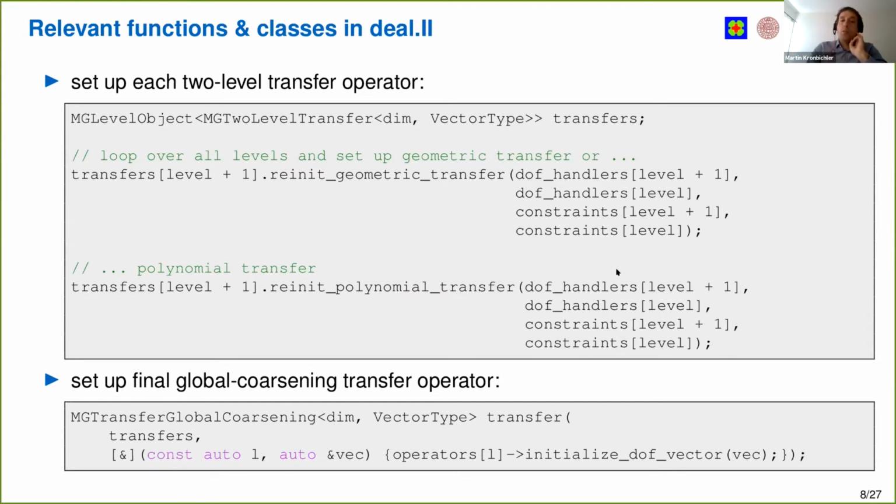And you can do polynomial transfers. So this is really the strength here. It looks the same no matter if there is geometric transfer, just meaning different meshes, or different polynomial degrees. And then you can collect all of these transfer objects into this global coarsening transfer, which is then the usual interface in multigrid. So essentially, this is a data structure which can do restriction from one level to the other or prolongation, which you need in multigrid algorithms.